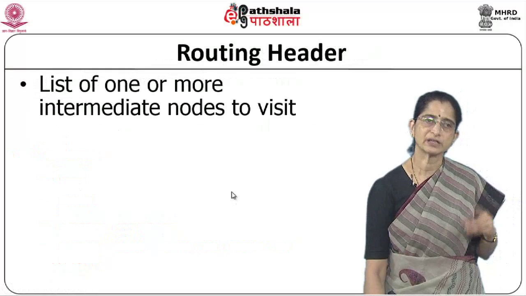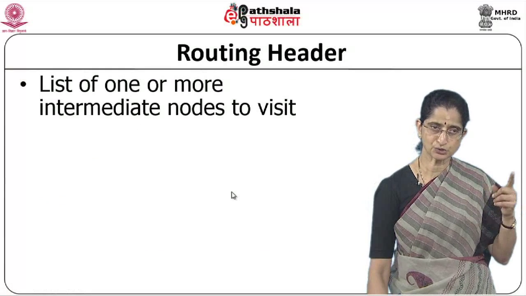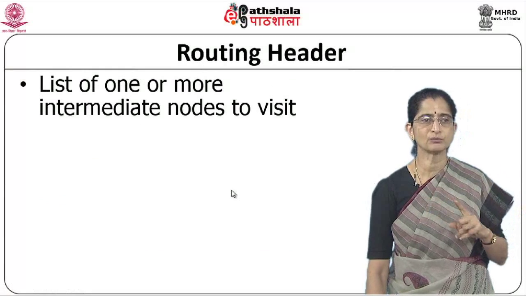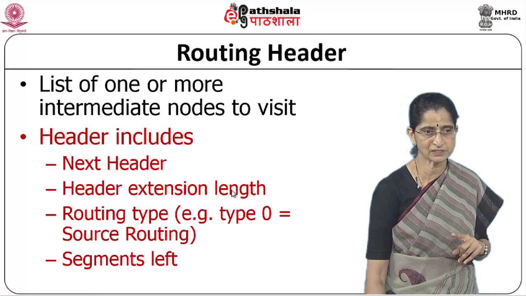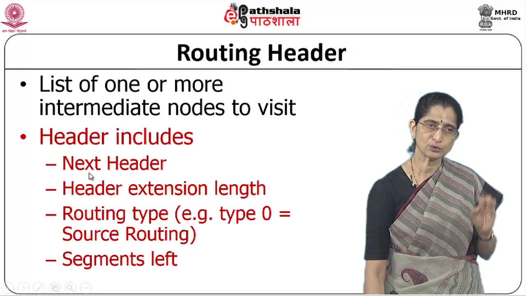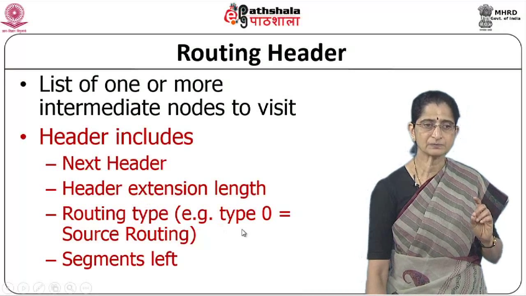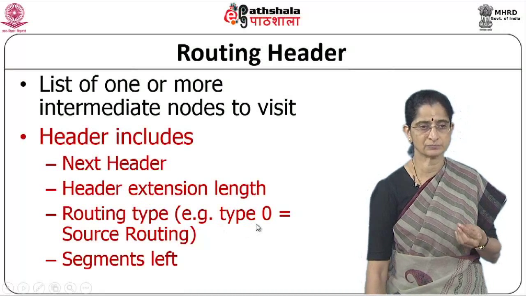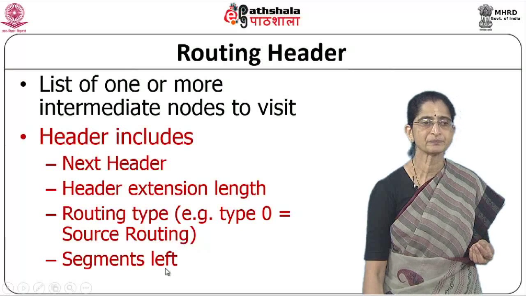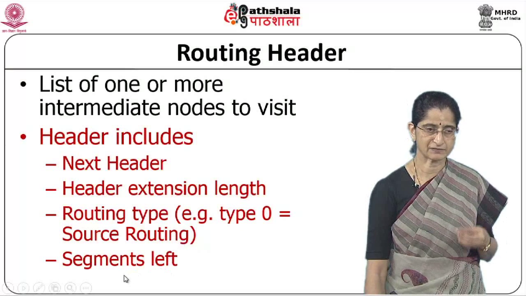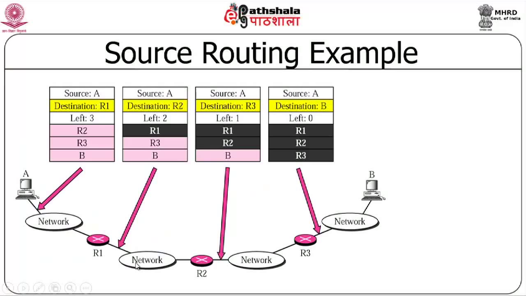Okay. So the routing header, as we said, is used to specify a list of one or more intermediate nodes that it has to visit. The header will include next header, header extension length, and routing type. For instance, if it is type 0, it indicates source routing, and then the number of segments left. We will just take an example of this.